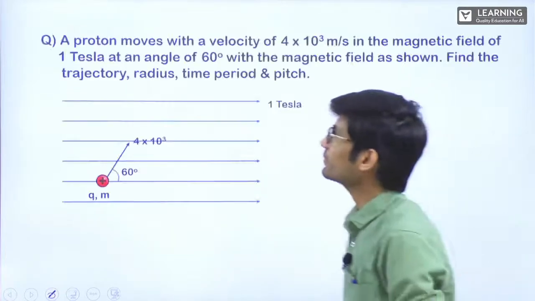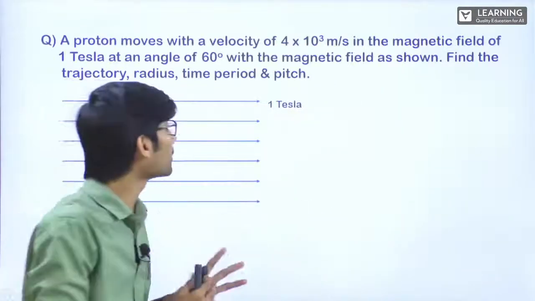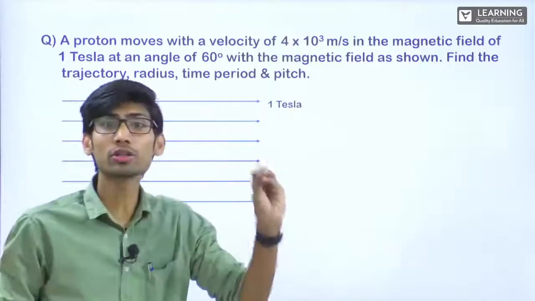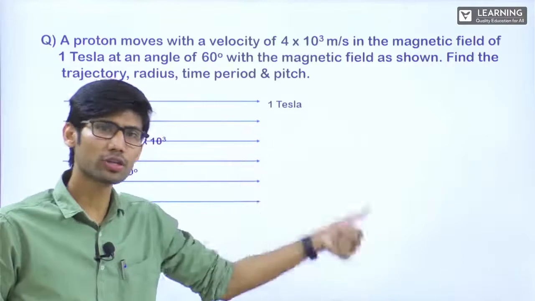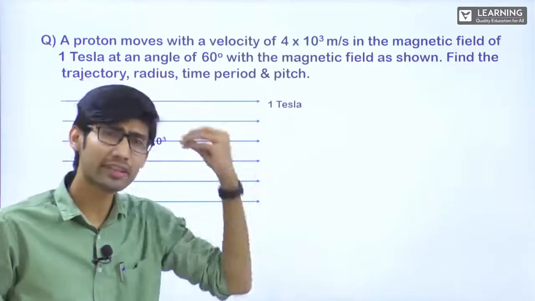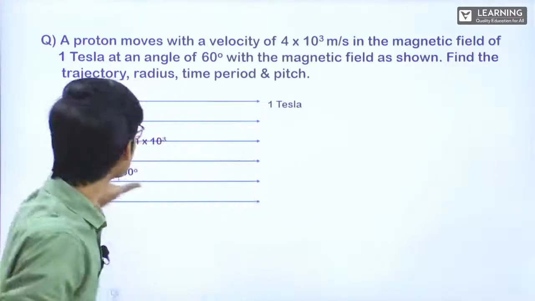Next, let's see a question. So now, magnetic force on a particle, motion of a particle in a magnetic field, we have seen all three cases. We have seen horizontal, we have seen perpendicular, we have seen if it is at any angle. Now let's see the questions.